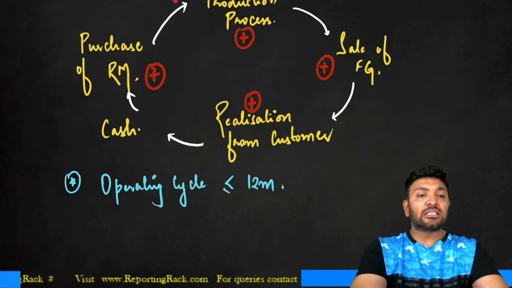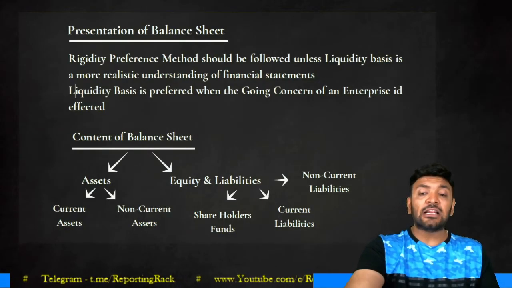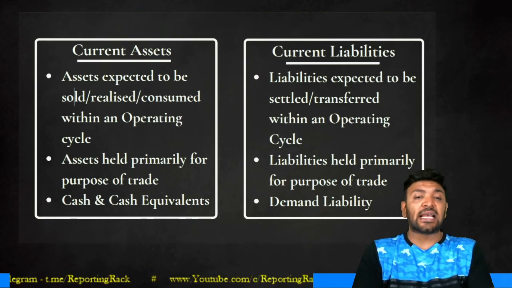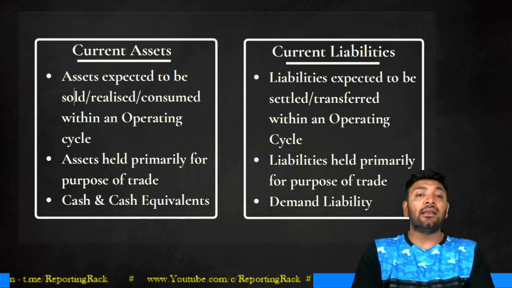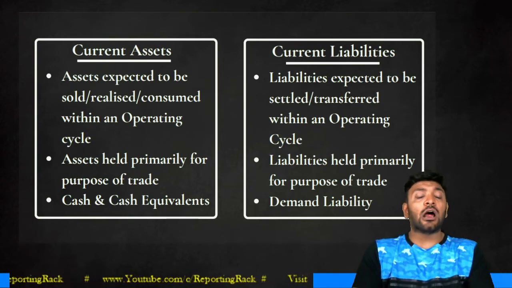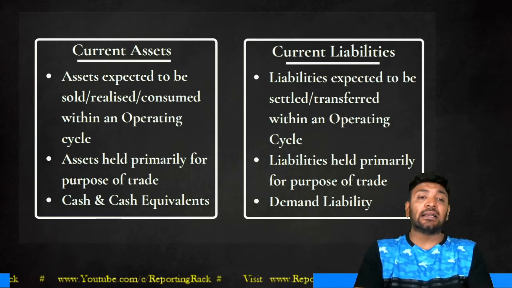Now, why is this concept of operating cycle even coming up? Because in the definition of current asset and current liability, we use this word operating cycle. What is a current asset? An asset that is expected to be realized, sold, or consumed within an operating cycle can be considered as a current asset.